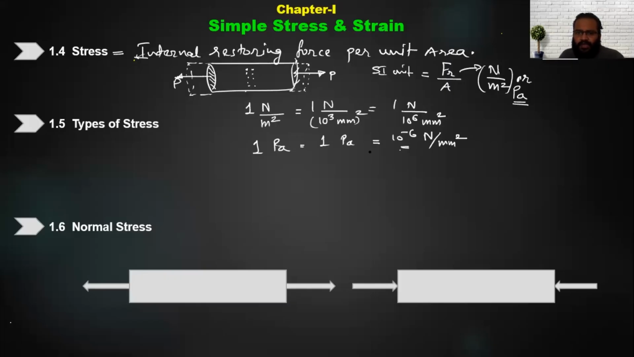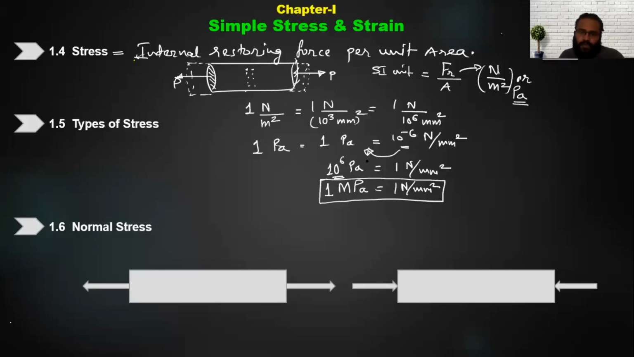This minus 6, if I shift it to this side, it will be 10 raised to 6 Pascal is equal to 1 Newton per millimeter square, right? This is absolutely correct. So what is 10 raised to 6? The suffix which we use is mega. So therefore I can write this as 1 MPa, 1 megapascal is 1 Newton per millimeter square. This was a question from the poll, which you should remember. This is the most common unit which we'll be using in entire strength of materials. 1 megapascal is nothing but 1 Newton per millimeter square.